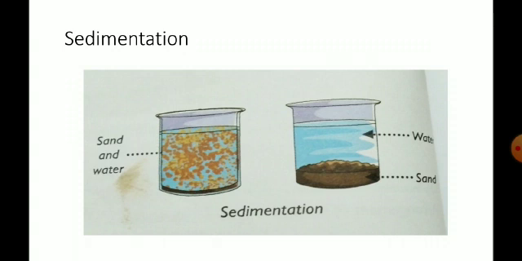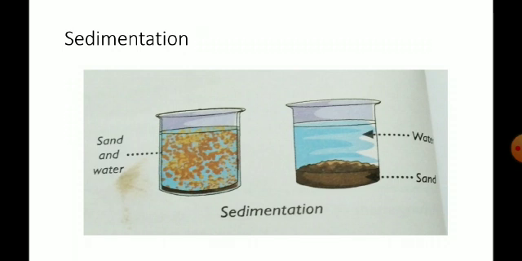First, sedimentation. What is sedimentation? The process by which heavy insoluble substances present in a liquid gradually settle down at the bottom of the container is called sedimentation. The heavy insoluble substances that settle down are called sediments.